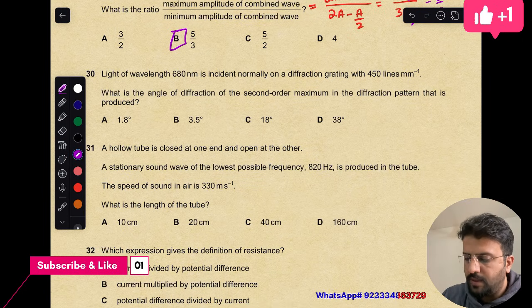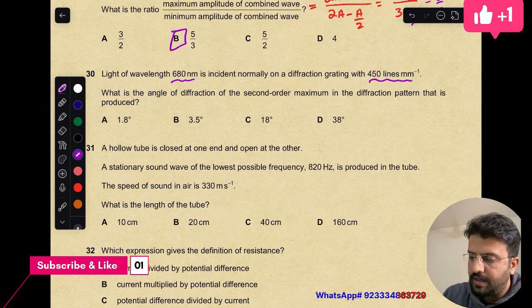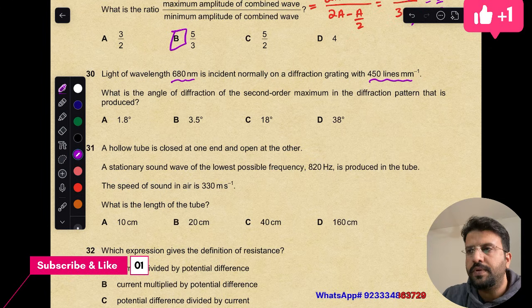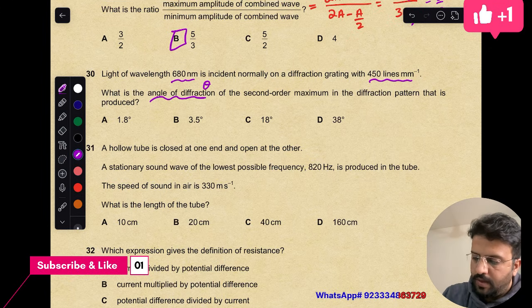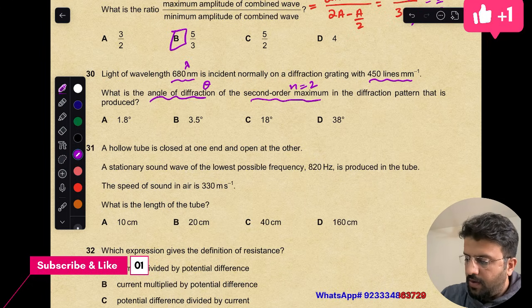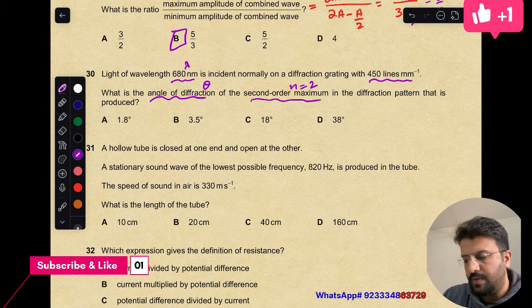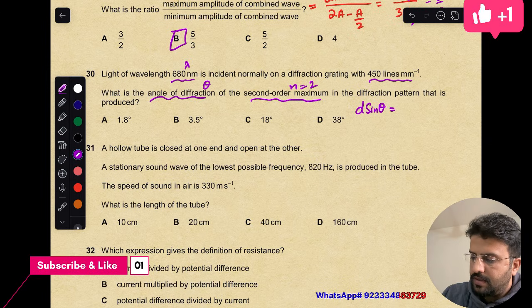And the next question: light of wavelength 680 nanometer is incident normally on a diffraction grating of 450 lines per millimeter. What is the angle? You have to find theta, the angle of the second order maxima, n equals 2, in the diffraction pattern that is produced. Okay, so for the diffraction pattern, what formula can we use? It is d sine theta equals n lambda.